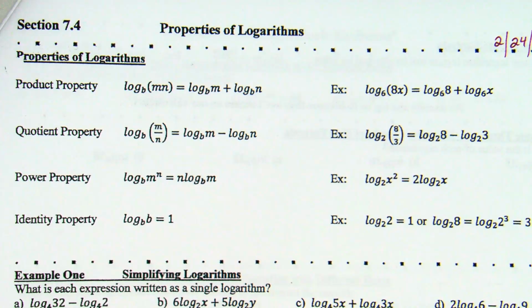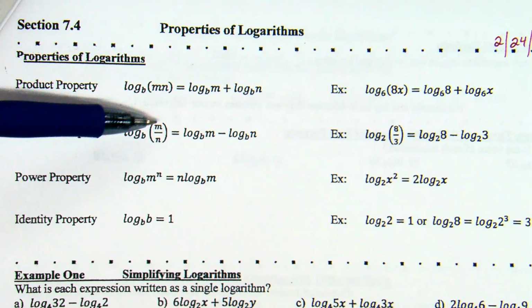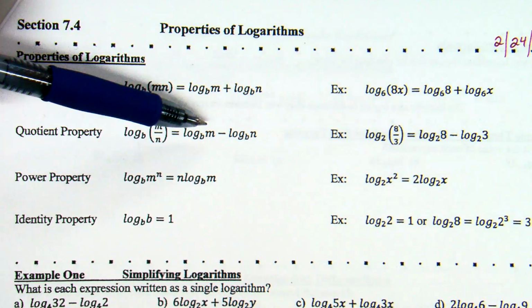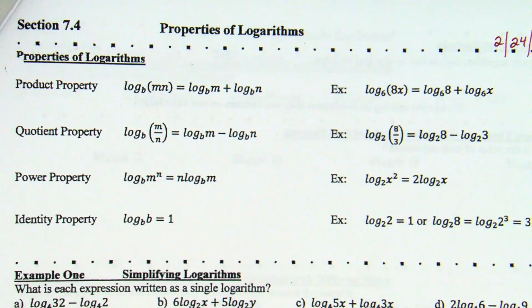The quotient property, same idea, but using division. If you have a log and the insides are being divided, that could be rewritten as two logs with subtraction. Or two logs being subtracted can be rewritten as one log where the insides are divided. For example, log base 2 of 8 over 3 is log base 2 of 8 minus log base 2 of 3.